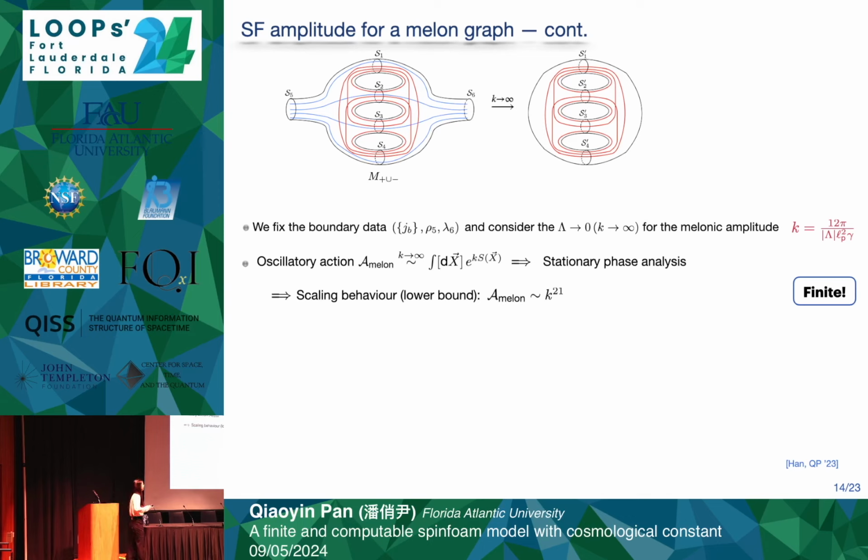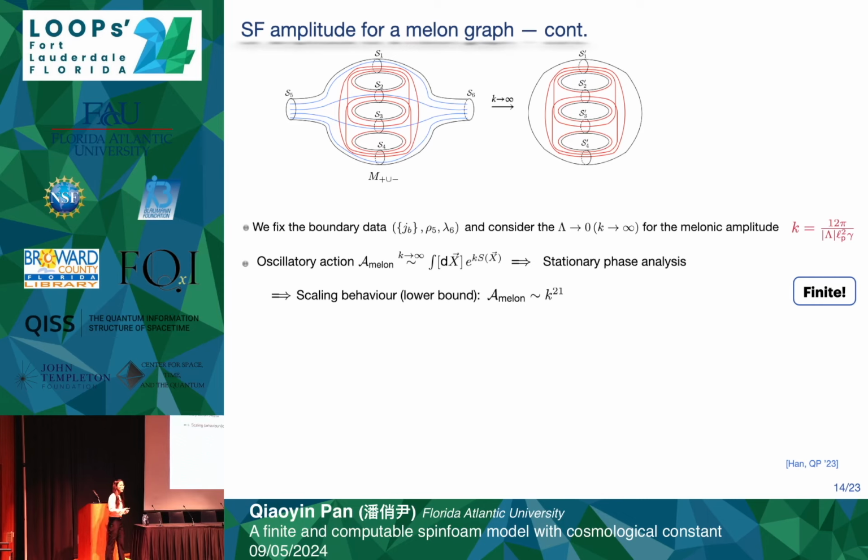For this melonic spinfoam graph, we are also interested in some limit of it. In particular, we fix the boundary data, which is the spin associated to the boundary fold spheres, the fifth and the sixth fold sphere, and also the coherent state on these fold spheres. And then we consider the small lambda, or equivalently, the large K regime of this amplitude. At this regime an oscillatory action appears, which means we can study the stationary phase analysis. The point here is that the full amplitude is finite, so we just studied its scaling behavior.